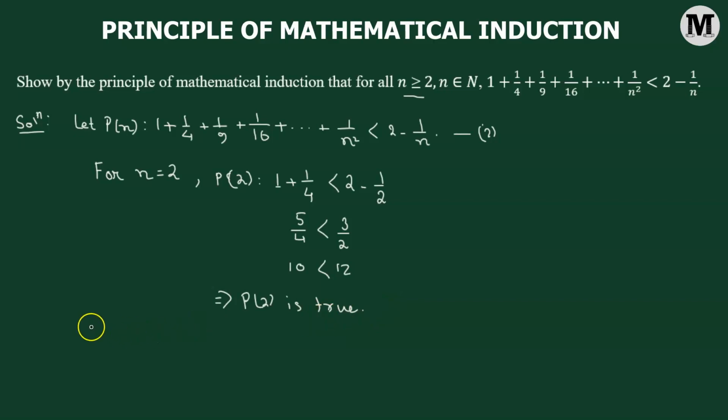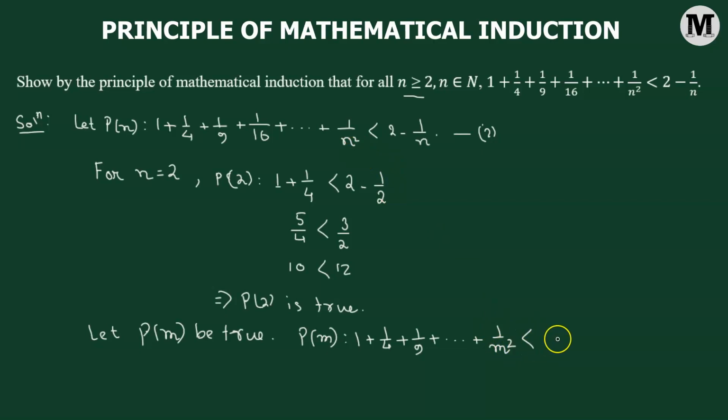So what we'll do, we will assume that the statement P of m be true. So this is going to be a true statement. So if this is a true statement, then we'll have to specify what is P of m here. So P of m is simply given by 1 plus 1 over 4 added to 1 over 9 going all the way up to 1 over n squared, but we'll use n and replace it with m, so it is m squared. This is going to be less than 2 minus 1 over m. So this is statement number 2.